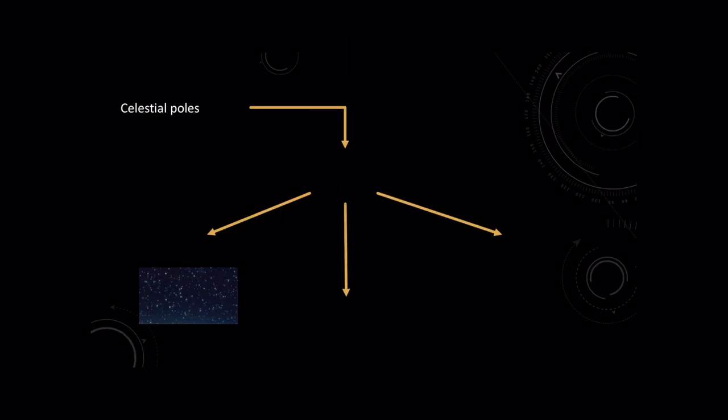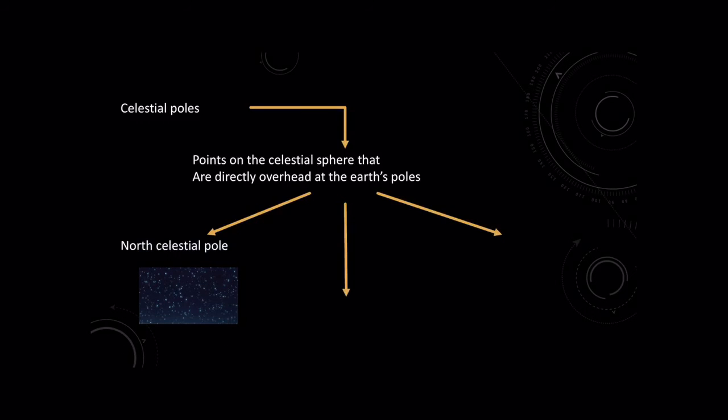The celestial poles are the points on the celestial sphere that are directly overhead of the Earth's poles. So you are going to have a north celestial pole and a south celestial pole. At the north one is the star Polaris. It's also known as the North Star and the Pole Star. There is no star at the south celestial pole. And then, of course, in the center, you're going to have what is called the celestial equator, which is directly above the Earth's equator.